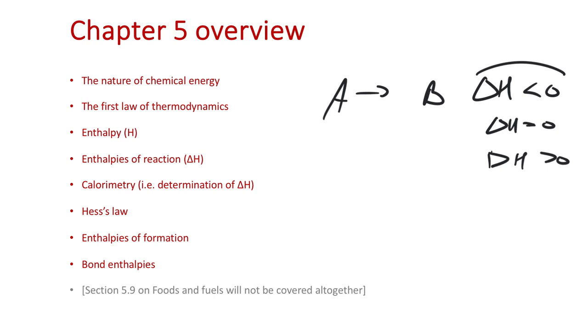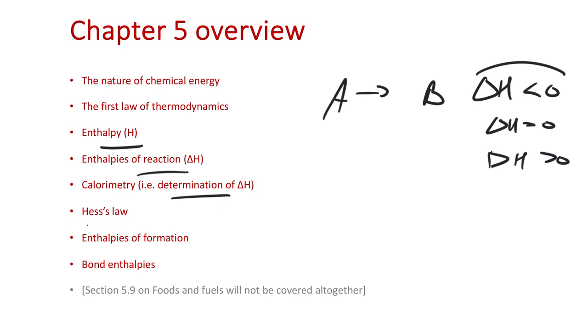And so we'll talk in this chapter about how we know what we know about enthalpy, how we can track delta H's of reaction. We'll get into calorimetry as a way of determining delta H's. A lot of the enthalpies of reaction we know have been studied and determined through calorimetry experiments. You'll do a calorimetry experiment in the lab as well.